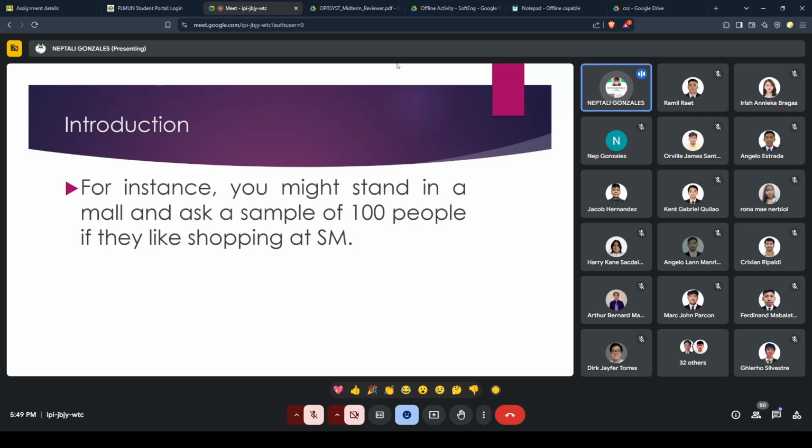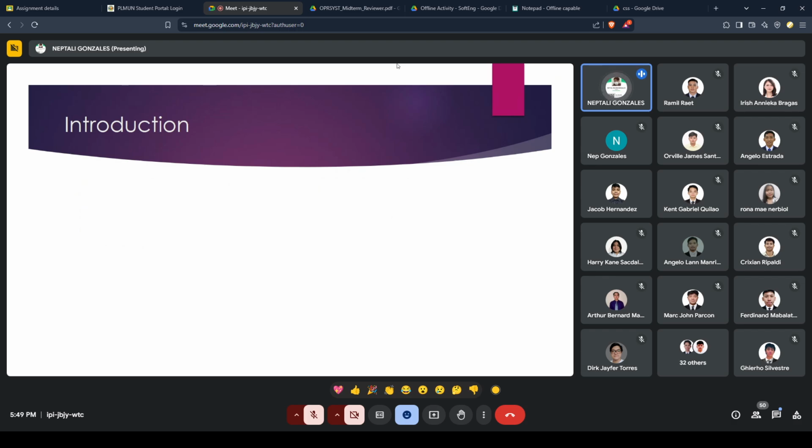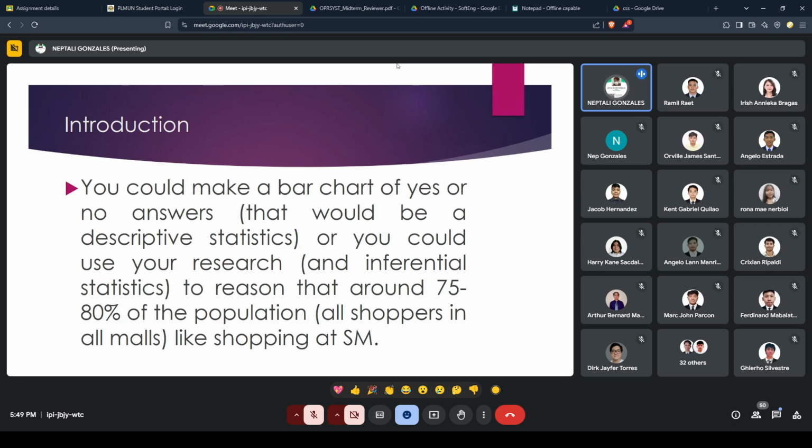So for instance, you might stand in a mall and ask a sample of 100 people if they like shopping at SM. So that is also a sample. You could make a bar chart of yes or no answers. That would be descriptive statistics because you are only giving a description of their answers, yes or no. Or you could use your research and inferential statistics to reason that around 75 to 80% of the population, all shoppers in all malls, like shopping at SM.